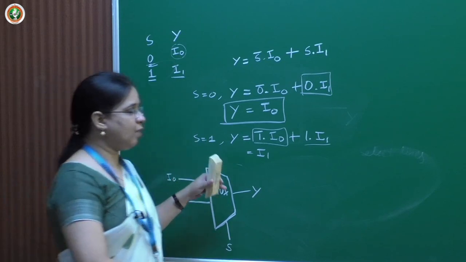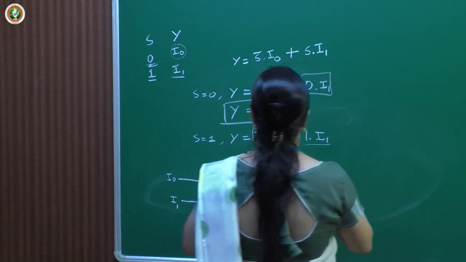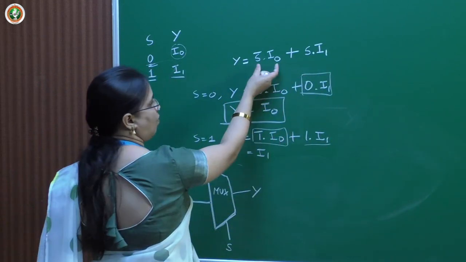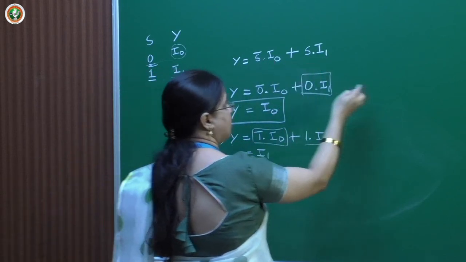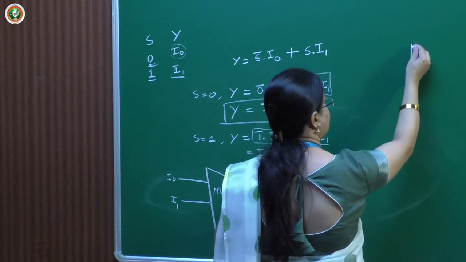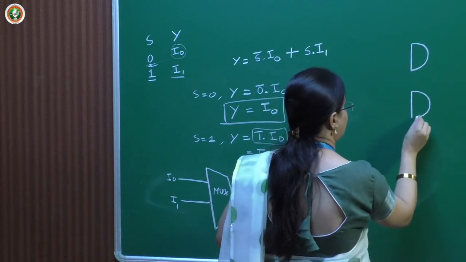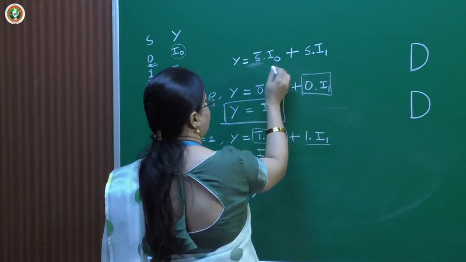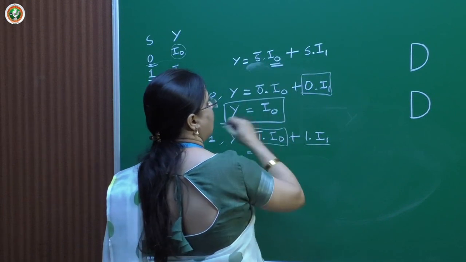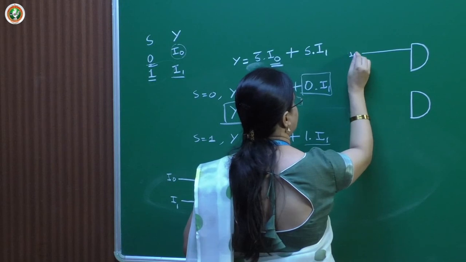Okay. So let us try to draw the circuit for this equation. Obviously I should have two AND gates. One AND gate to represent this term, the second AND gate to represent this term. So let us draw the first AND gate. Okay, and this is my second AND gate. For the first AND gate, what is the input I am giving? I am going to give the data input as I naught. So write here I naught.